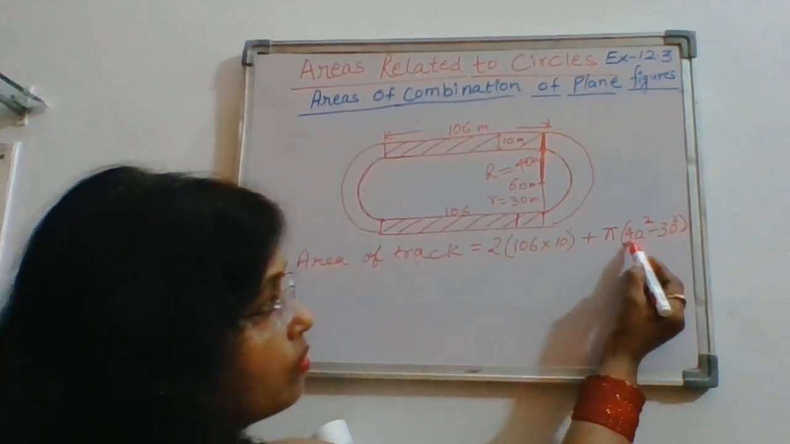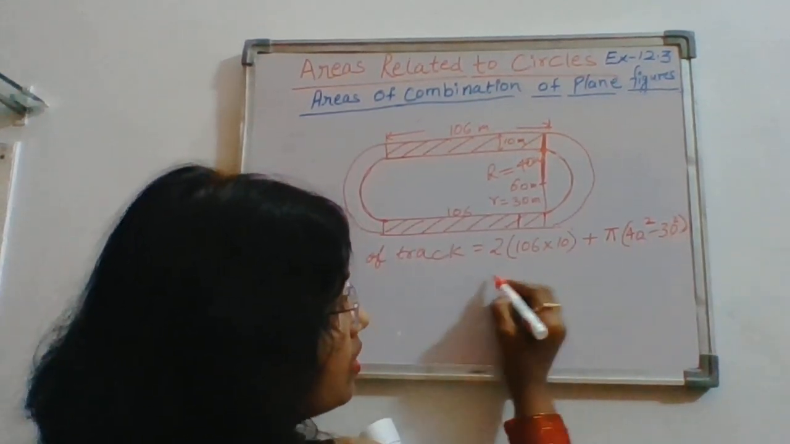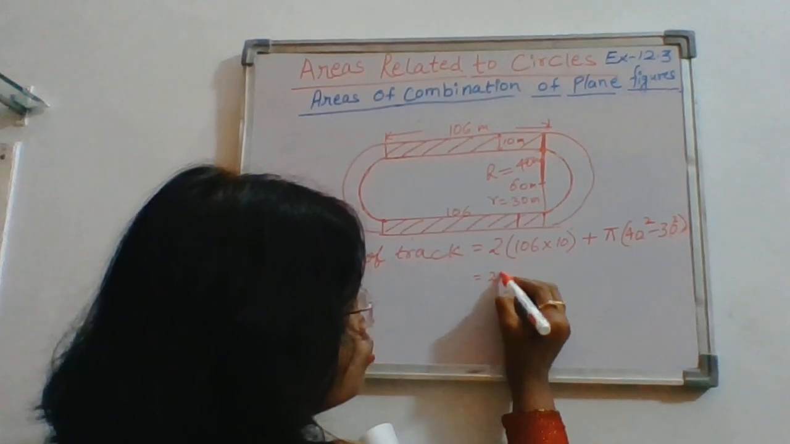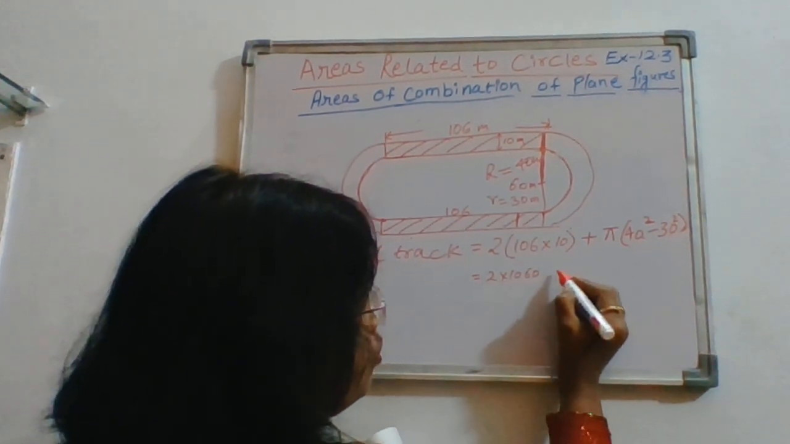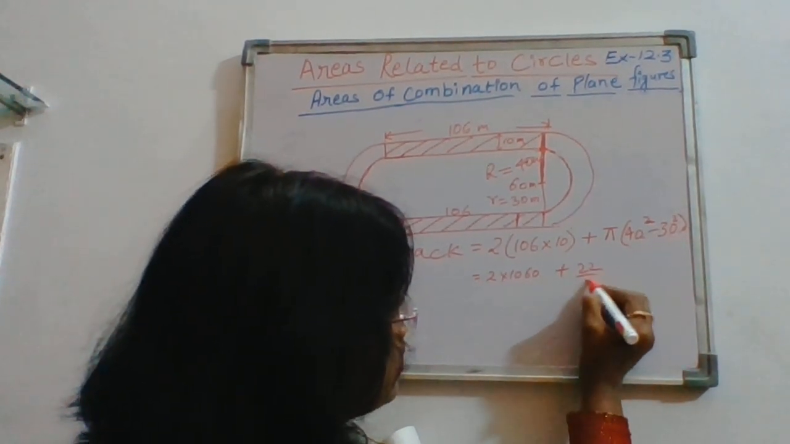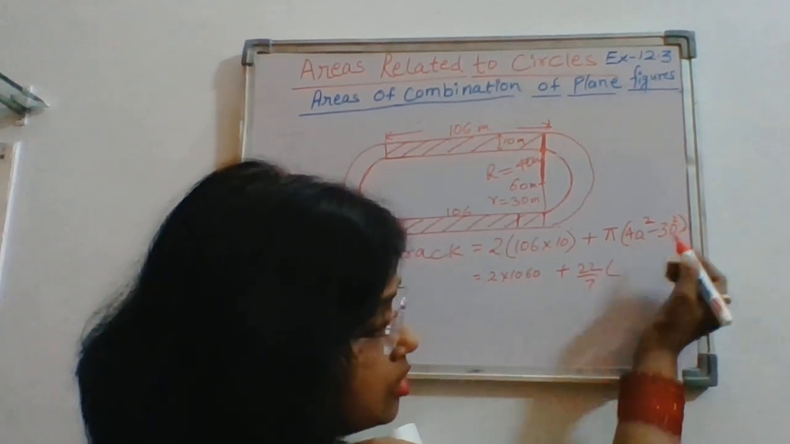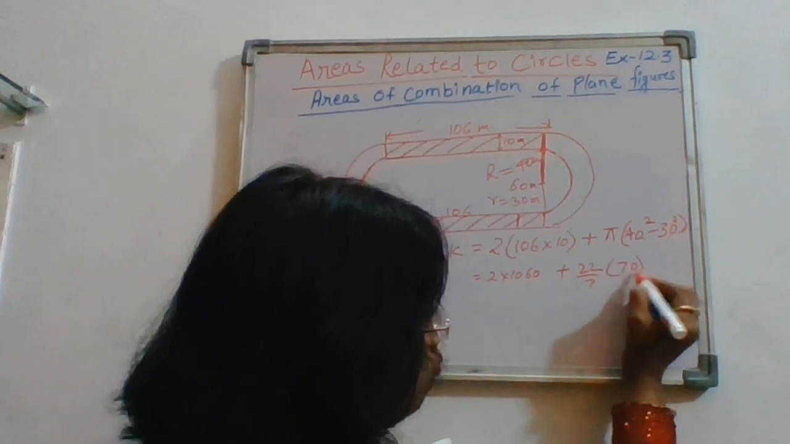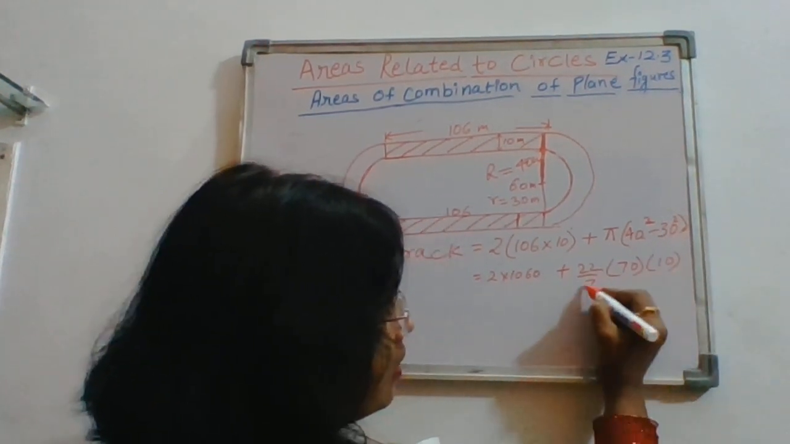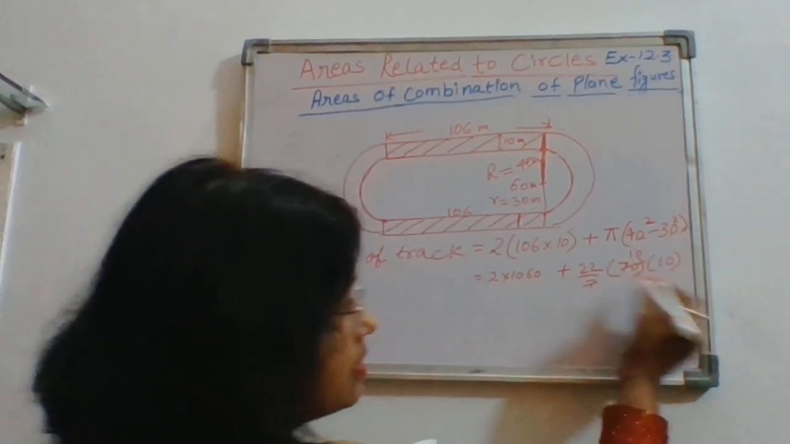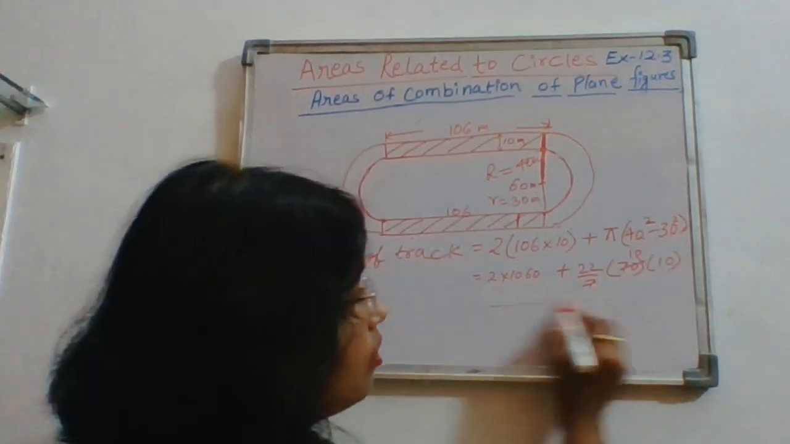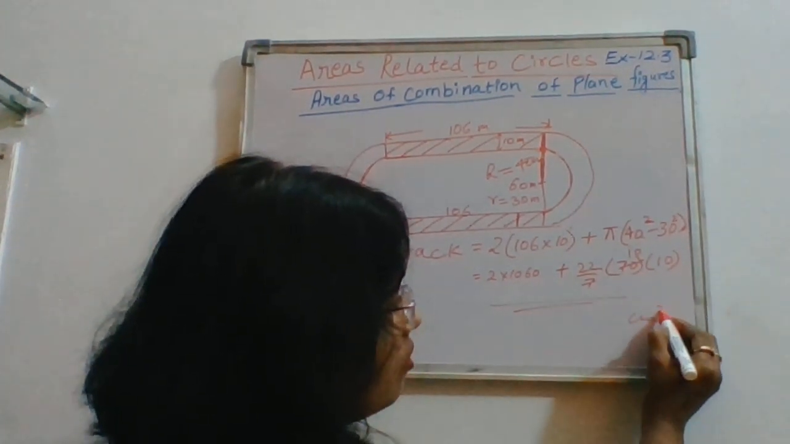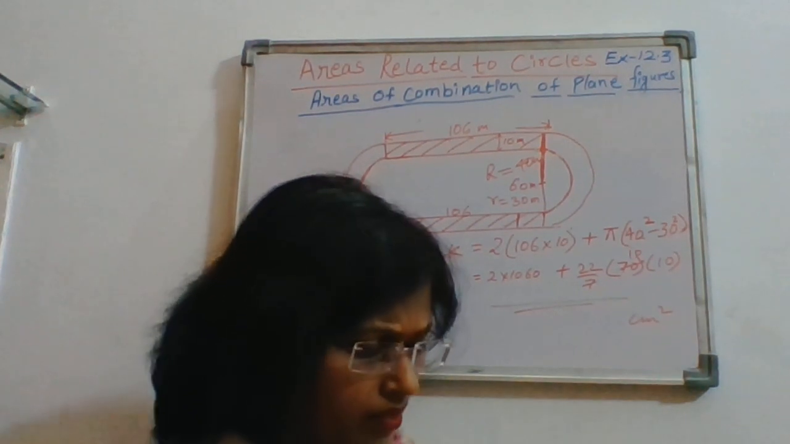Right? And you can use here the identity. This is 2 into 106 times 10 plus 22 by 7. For a square minus b square is a plus b, a minus b. 40 plus 30 is 70 and 40 minus 30 is 10. Now you can calculate it easily, right? This will be your area of the track, right?